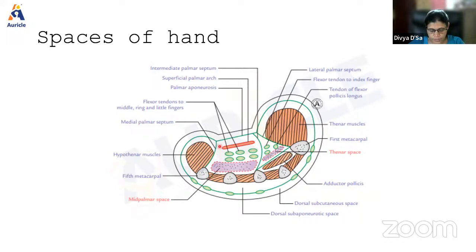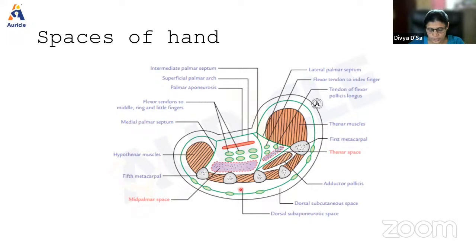Then we also see the medial 3 lumbricals. Lumbricals will be in relation to these tendons. Lumbricals have their origin from these tendons, that is flexor digitorum profundus. So the medial 3, that is the second, third, and fourth lumbricals, are seen.